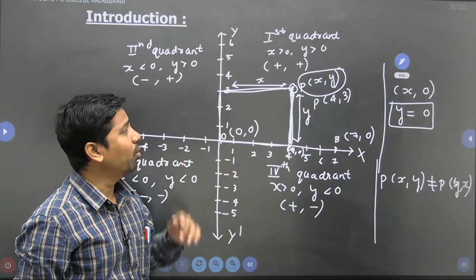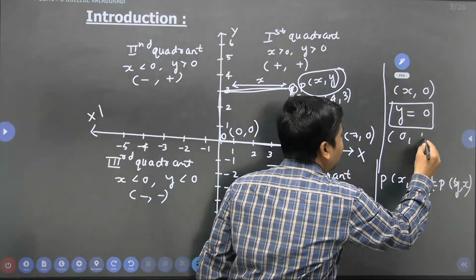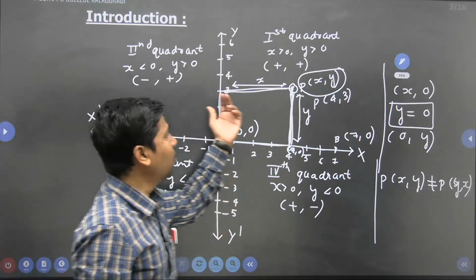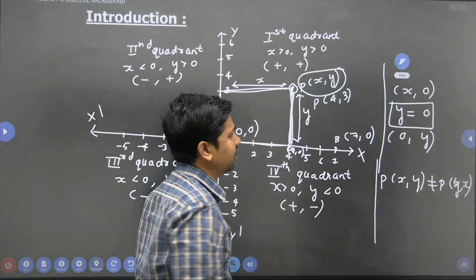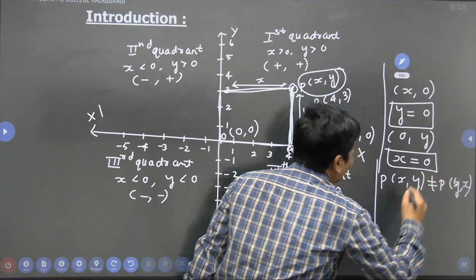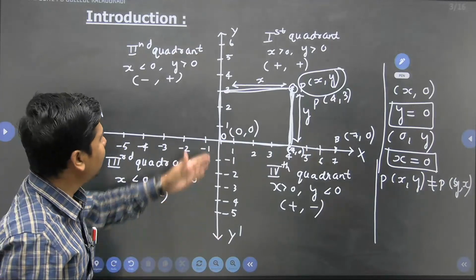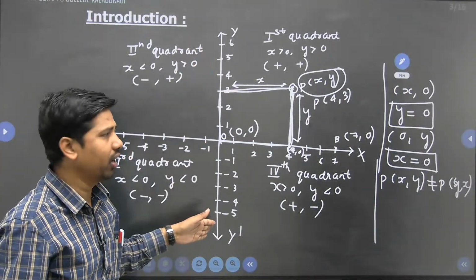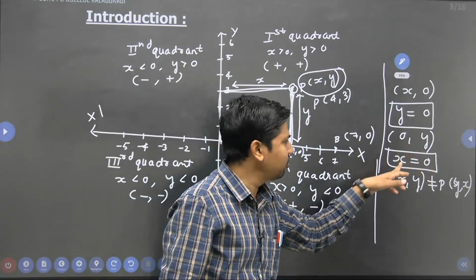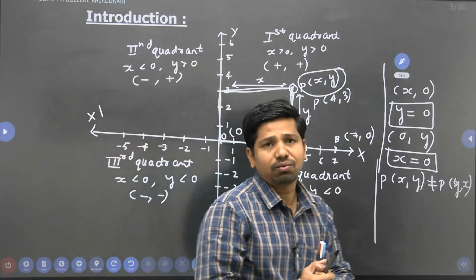right? And any point on y-axis is given by what? 0 comma y, right? In general, any point on y-axis is given by 0 comma y. That is on y-axis, what is 0? X is 0. Means what does x equal to 0 represent? X equal to 0 represents the equation of y-axis. So x equal to 0 is the equation of y-axis, and y equal to 0 is the equation of x-axis.